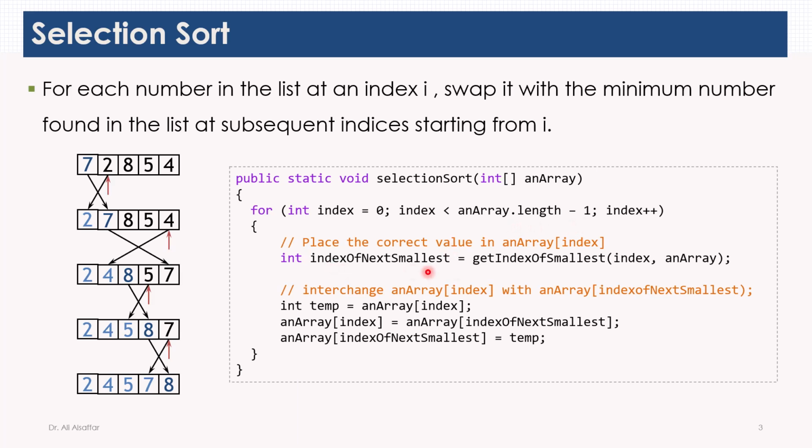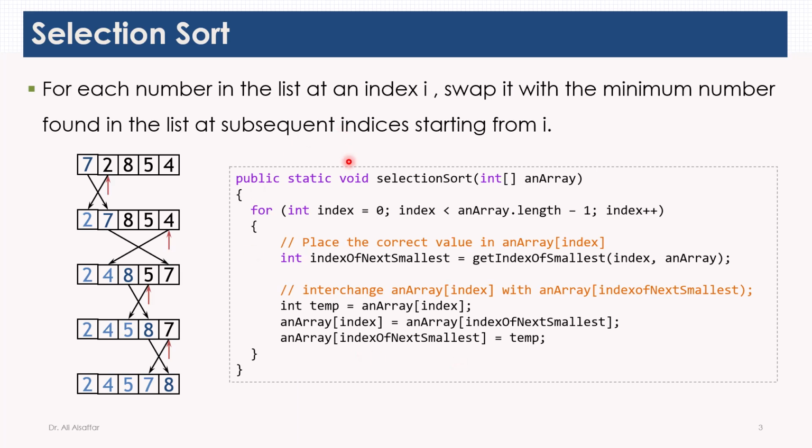In each iteration, we call a method that is responsible for finding the index of the smallest integer in the array starting from index, and index is the variable we are using in the loop. So in the beginning, if index is 0, then this method will find the index of the smallest element in the array starting from index 0. So you provide the current index and the array, and this method will give you the minimum element in this array starting from this index.